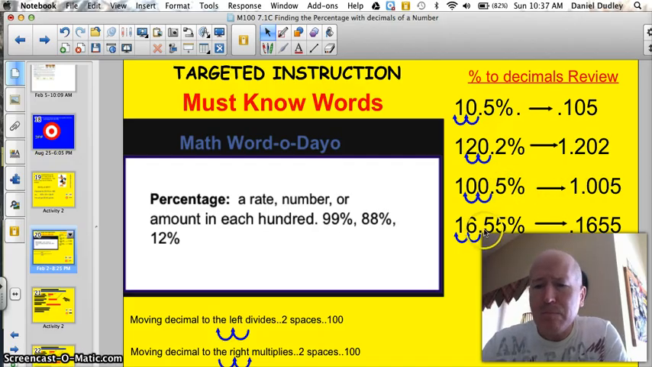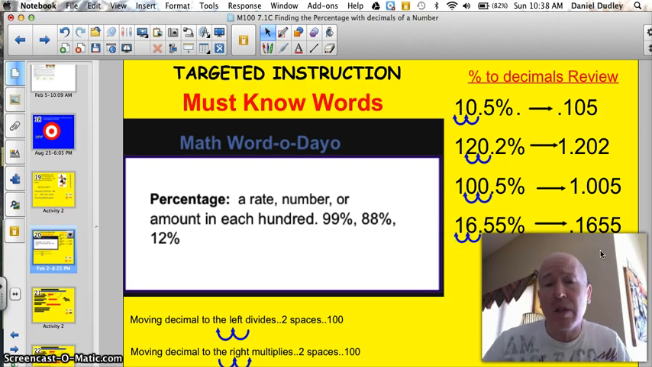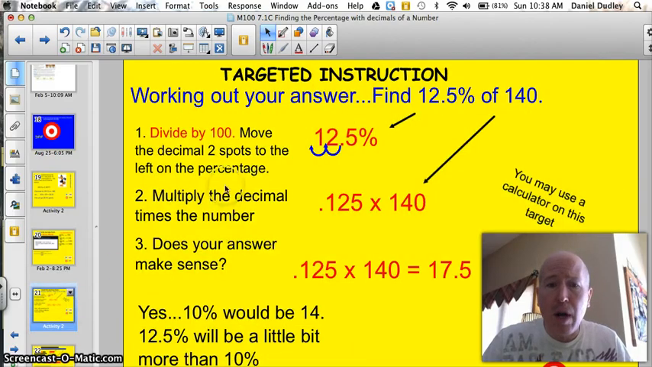All right. 16.55%, a little easier. Divide by 100, move that two spots to the left. We got 0.1655. That's our decimal, and of course we just multiply by the decimal. All right, let's get to our problem here.